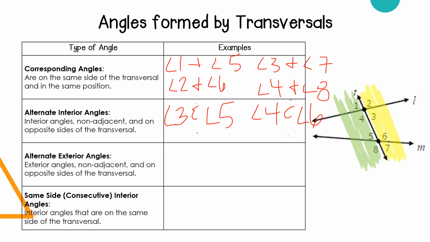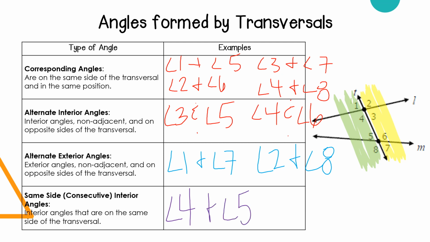So in this picture, angle 1 and angle 7 are alternate exterior angles, and angle 2 and angle 8 are alternate exterior angles. Same side interior angles are also known as consecutive interior angles. So they're on the same side of the transversal, but they're in between the two lines. So in this particular picture, that would be angle 4 and angle 5. That would be a pair of same side or consecutive interior angles, and then your other pair would be angle 3 and angle 6.